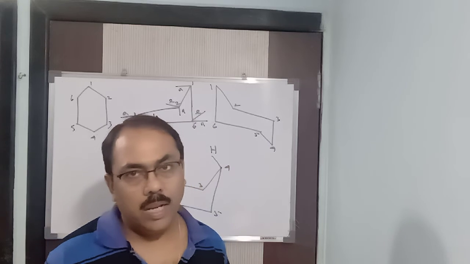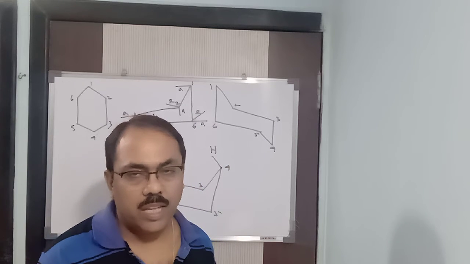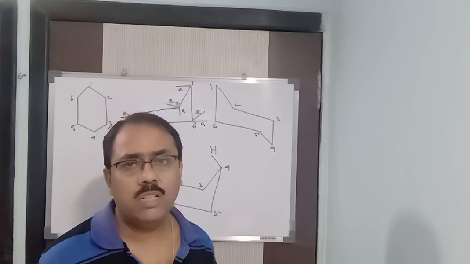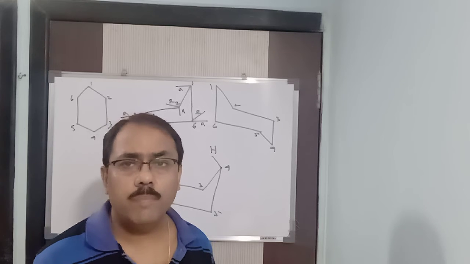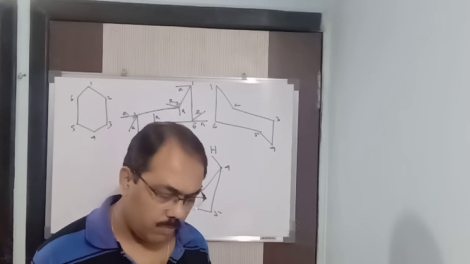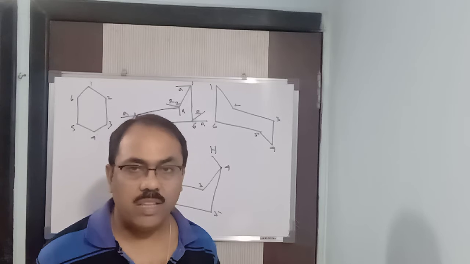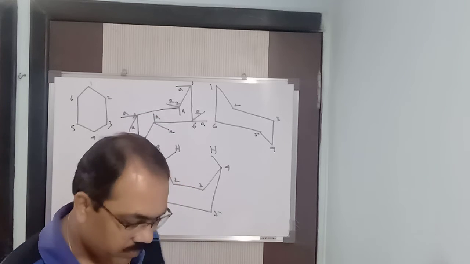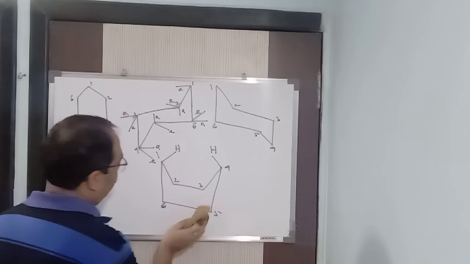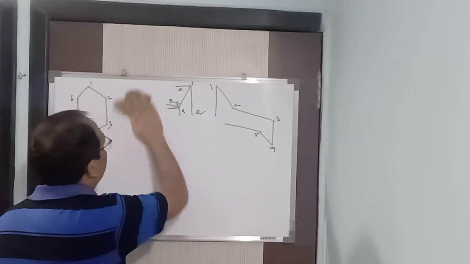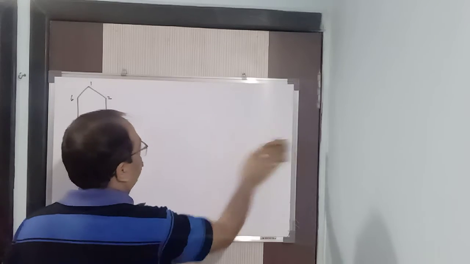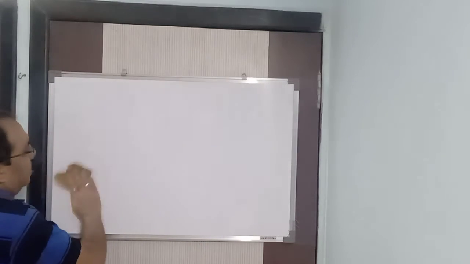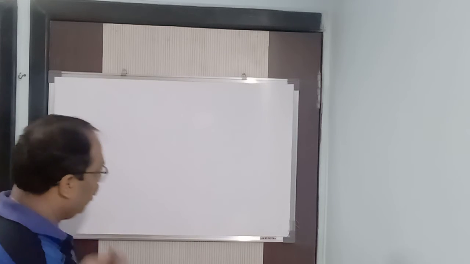Why is it the preferred conformer? Because the bulky group present at the equatorial position makes it more stable in nature. Now how is it? Let me draw one and show it to you, then you will come to know about the bulky group at the equatorial position.